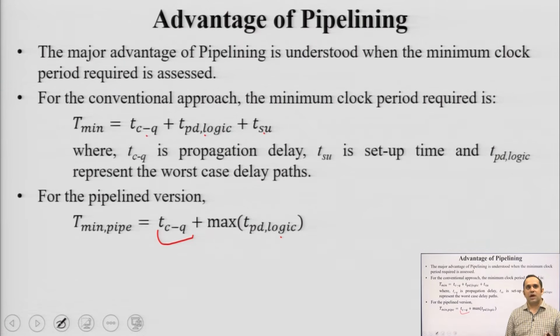Okay. And there is basically no setup time, because the input is always present at your first stage, and by the time it makes its way to the output, you are subsequently calculating different stages. Okay. So, setup time is not included here. So, what you can see in this equation is that the constraint on the minimum time period of the clock is considerably reduced for a pipelined version.